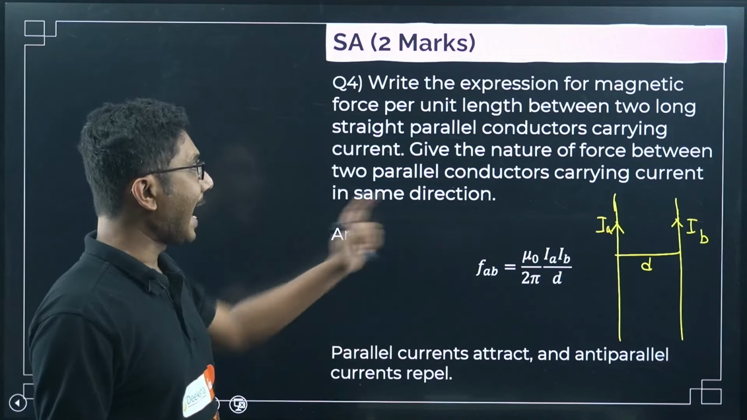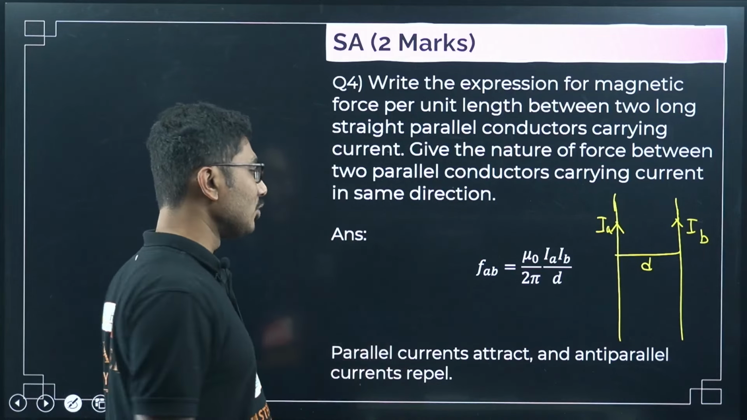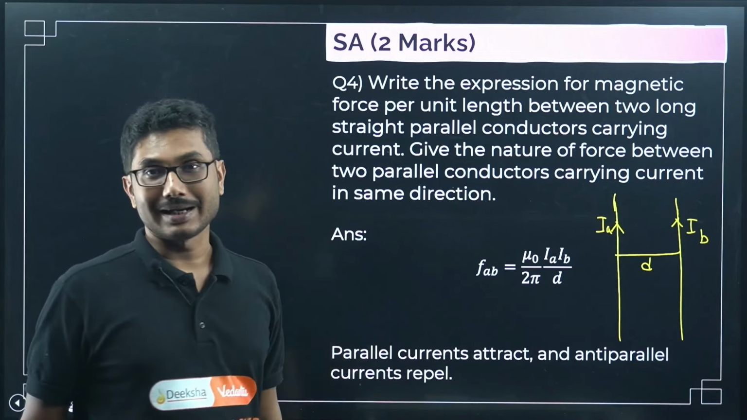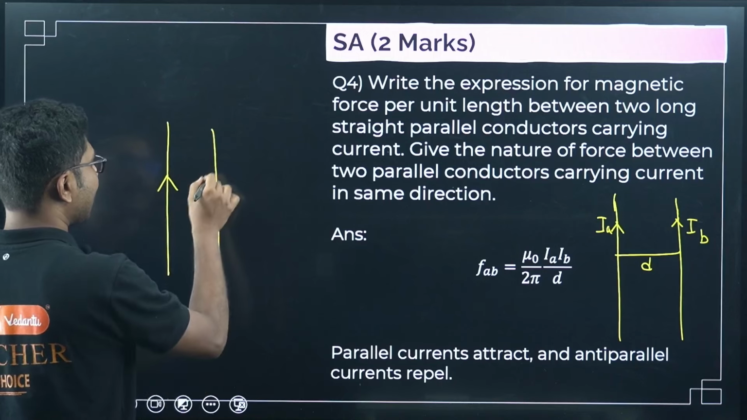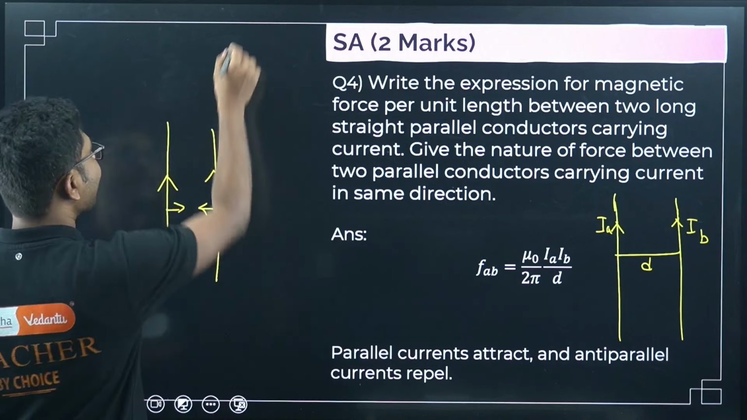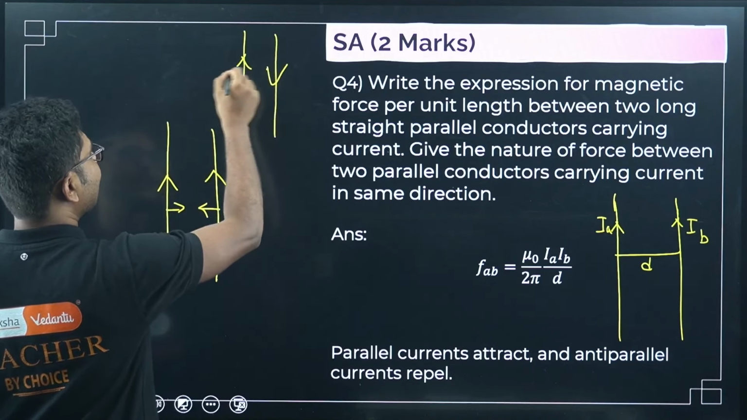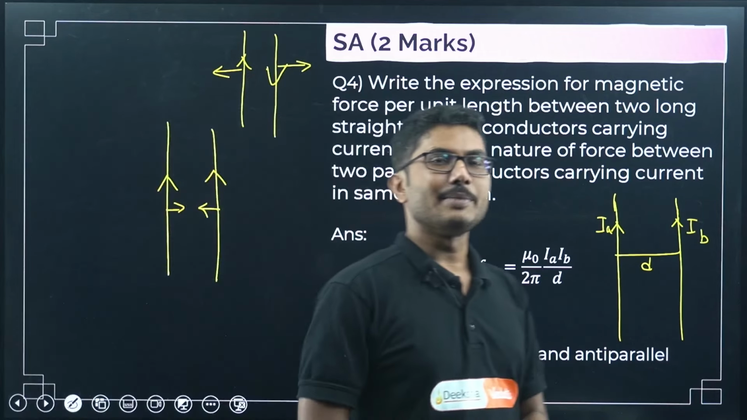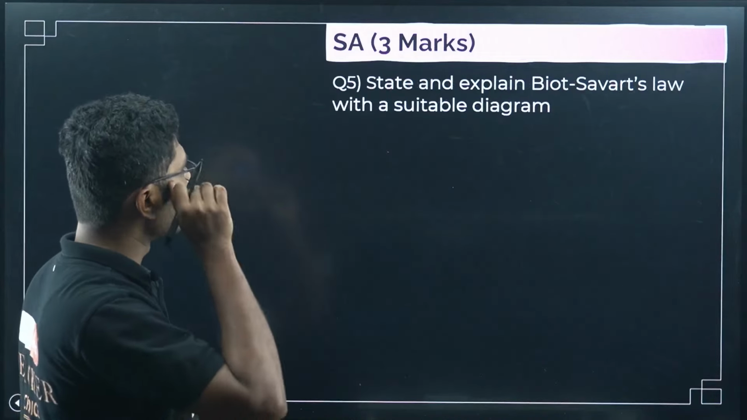Okay, and what is the nature of force? Nature of force, for that I have given you both the answers. Parallel currents attract and anti-parallel currents repel. So if the currents are being carried in the same direction, they will attract each other. And if the currents are anti-parallel, that is one is carrying this way, another is this way, then they will repel each other. Okay, parallel currents attract, anti-parallel currents repel. Okay, this is simple. Now let's move on to the next question.